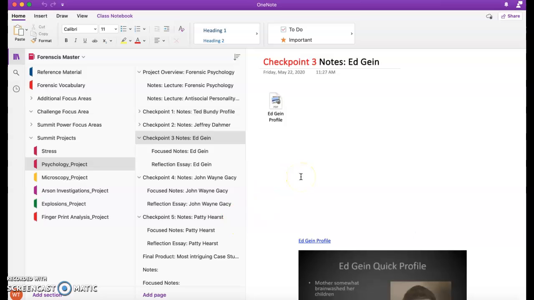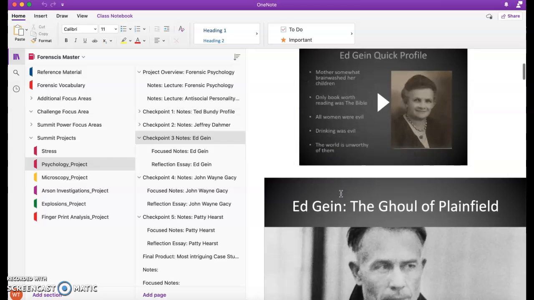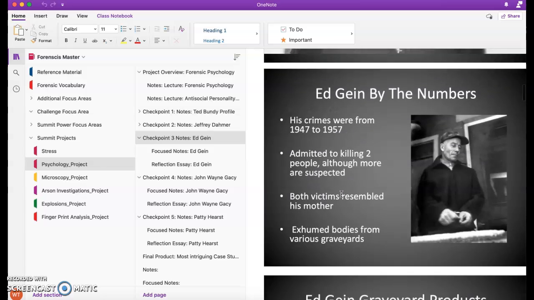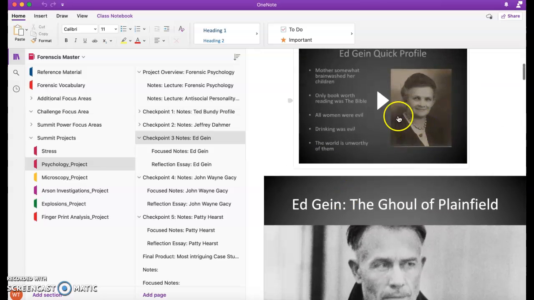As with the first two checkpoints, this is just again a quick summary of what you're going to be doing. For this first background notes on Ed Gein, you can look through the slides that I have printed out below, or you can watch the narrated PowerPoint that I have done above.